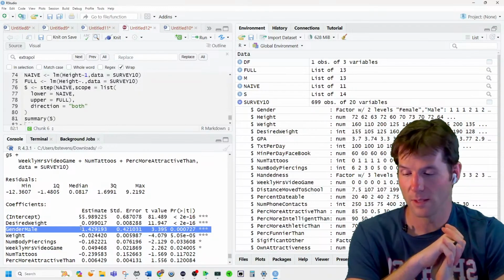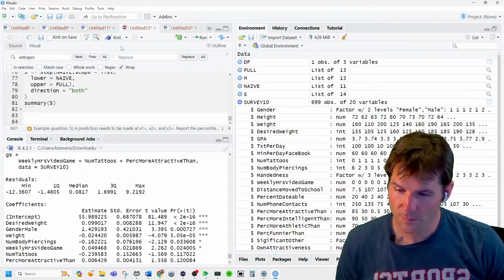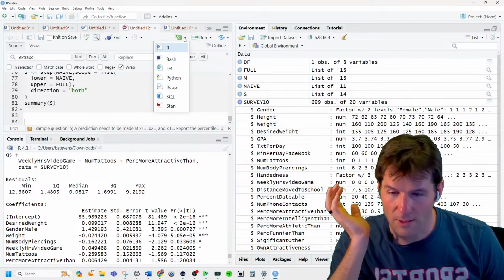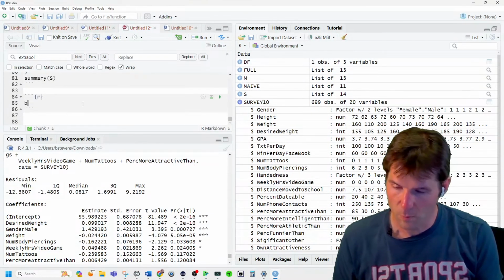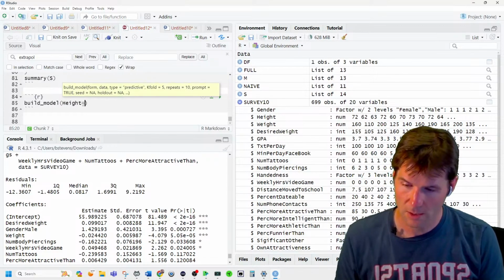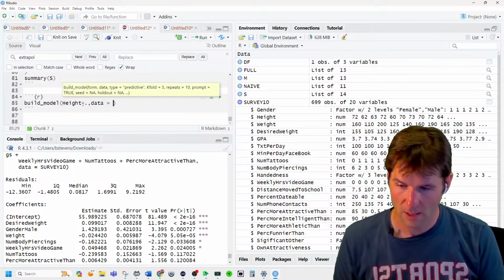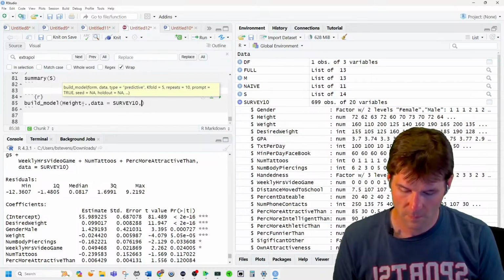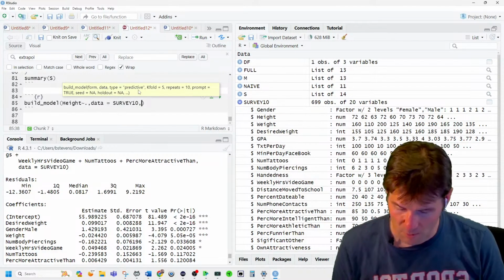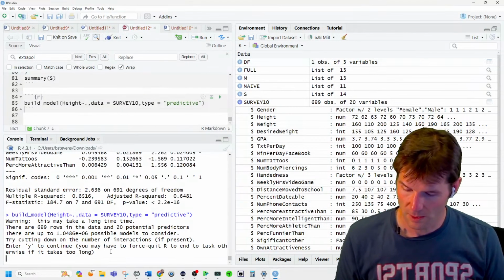Try writing these out, and this is a quantitative model right here. Try writing them out. And let me go do the build model output. You said build model with descriptive. Let's go see that. Okay, build model. We need the form, height tilde dot, data equals survey. Then its type: type equals predictive.